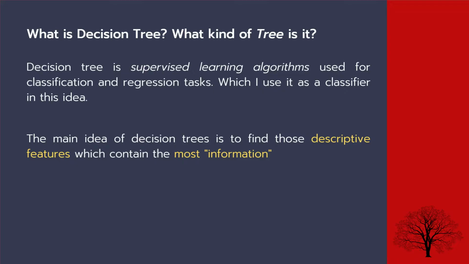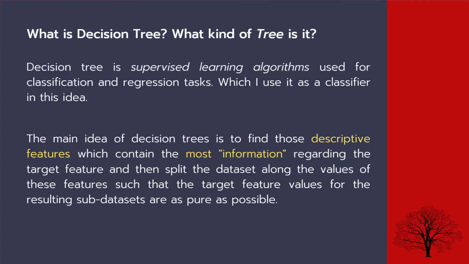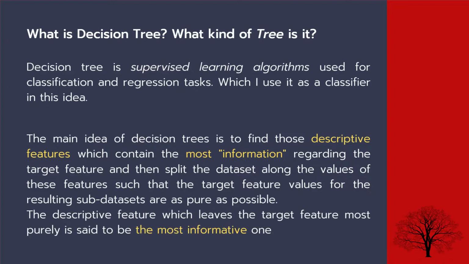The most information regarding the target feature, and then split the dataset along the values of these features such that the target feature's values for the resulting sub-datasets are as pure as possible. The descriptive feature which leaves the target feature most pure is said to be the most informative one. Okay, that's some background of decision trees.